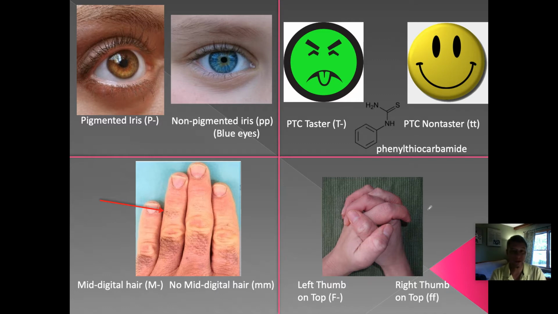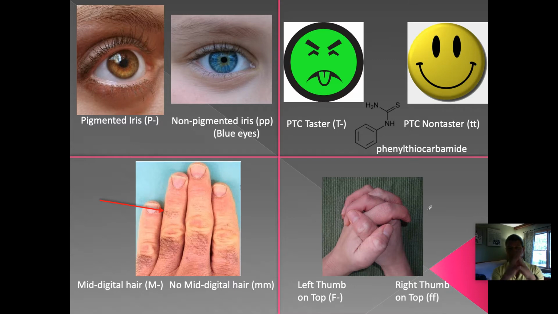A couple of other examples. Can you taste a chemical called PTC? You may have done this lab in high school. There's a chemical called phenylthiocarbamide, and some people can taste it and some people can't. If you can taste it, it's awful. But non-tasters are recessive. Do you have hair between your knuckles on your fingers? That's mid-digital hair, and that is a dominant trait.